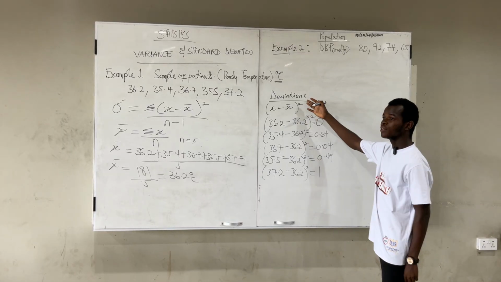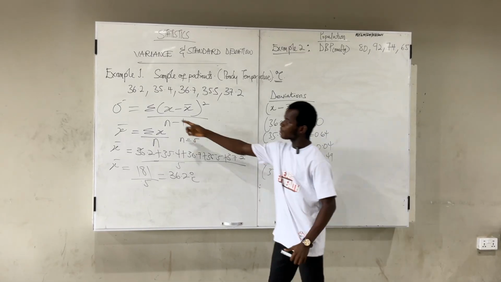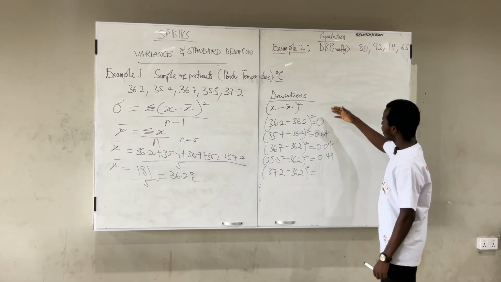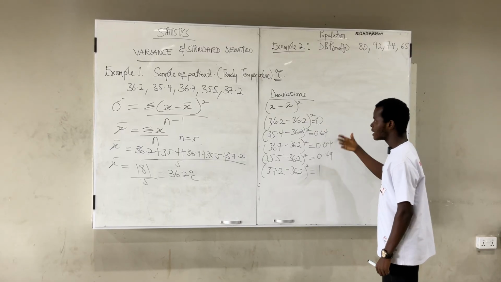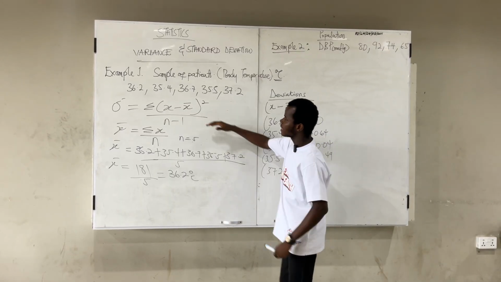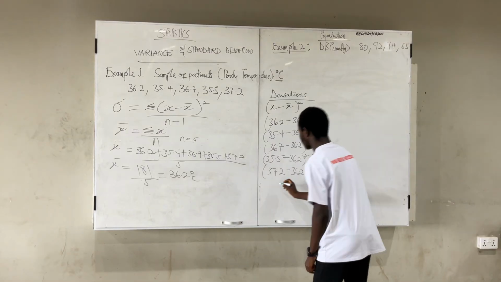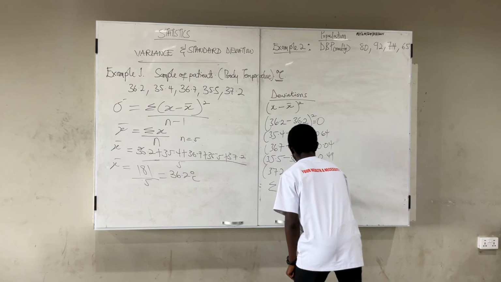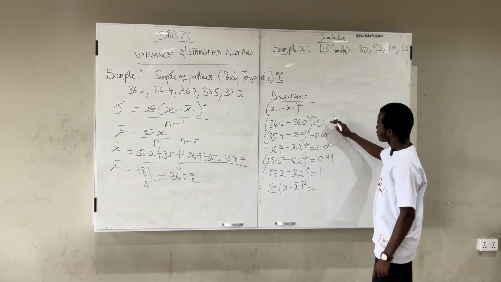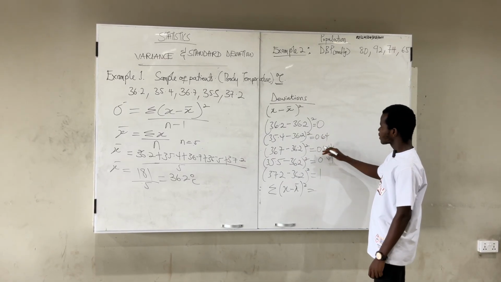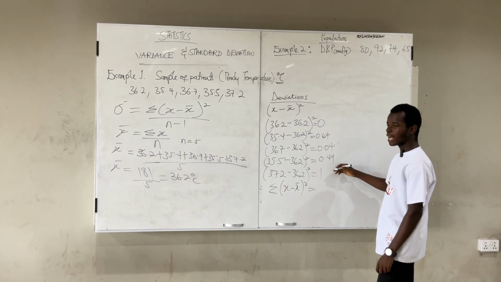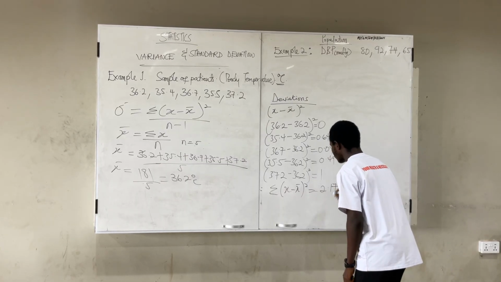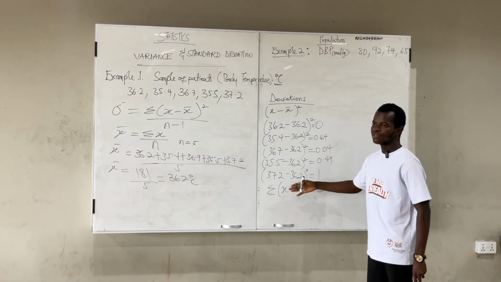So after calculating the deviations, in the formula we have the summation of the deviations. It means that when you get the deviations, you sum all of them together so that you complete the numerator. So the summation of x minus x bar squared will be 0.0 plus 0.64 plus 0.04 plus 0.49 plus 1, which will give you 2.17. So this is the summation of the deviations.